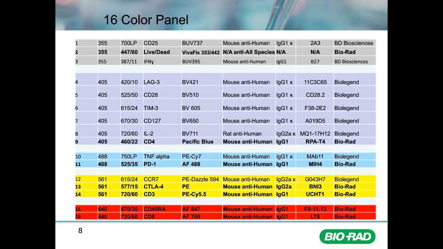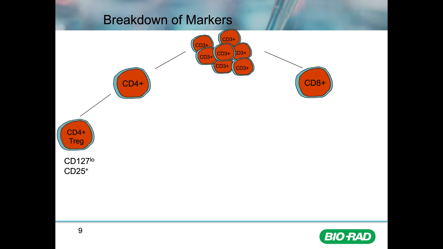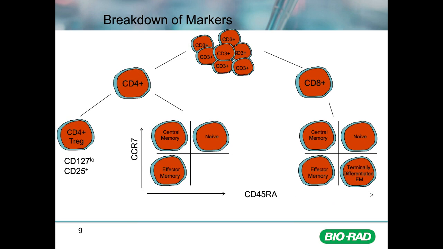For analysis of our in vitro model, T cells were identified as CD3 positive cells within the lymphocyte gate. They were further broken down into the CD4 positive and CD8 positive T cell compartments. Within the CD4 T cell compartment, regulatory T cells were identified using CD25 positive, CD127 low cells. Naive, central, effector, and terminally differentiated memory cells were further characterized in both the CD4 and CD8 T cell compartments using CD45RA and CCR7.